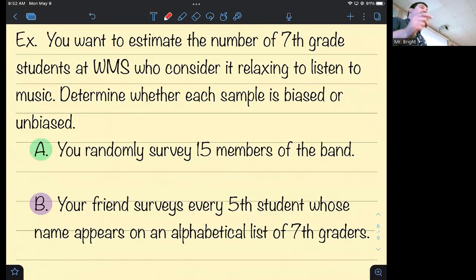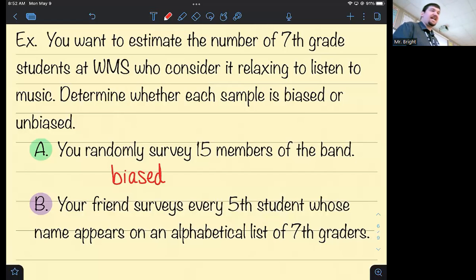All right, now we're looking at 7th grade students at Western Middle School. You want to estimate the number of 7th grade students at WMS who consider it relaxing to listen to music. Determine whether each sample is biased or unbiased. You randomly survey 15 members of the band. Of course it's biased. They're band members. That doesn't make music relaxing.